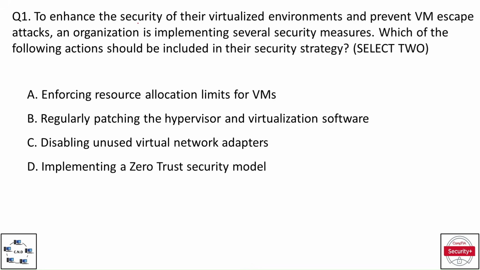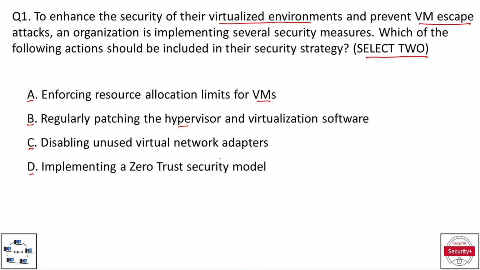Question number one: to enhance the security of their virtualized environment and prevent VM escape attacks, an organization is implementing several security measures. Which of the following actions should be included in their security strategy? Select two options, and the options are: option A, enforcing resource allocation limits for virtual machines. Option B, regularly patching the hypervisor and virtualization software. Option C, disabling unused virtual network adapters. And option D, implementing a zero trust security model.